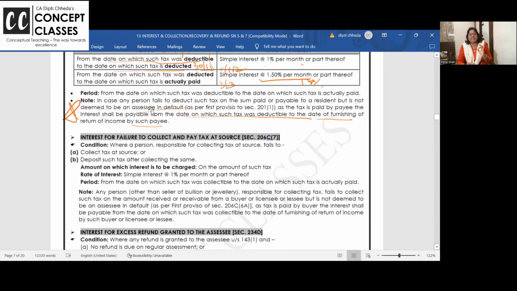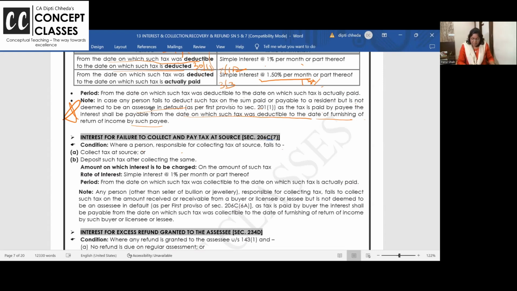Same for tax collected at source. When there is a sale of a car above 10 lakhs and all those cases where TCS is applicable, you have to collect 101. 100 is my sale, and 1 rupee which I collect, I have to give to government. If there is a delay in collecting the tax in the form of TCS, again same. Where a person is responsible for collecting tax at source and depositing the same, and if there's a delay, 1% interest is charged from the date on which tax was collected to the date on which tax is actually paid.